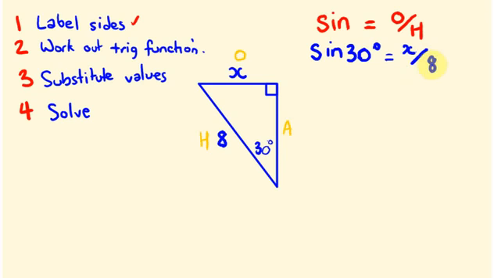Now before we do anything, let's get x all by itself. So what can we do to do this? Well, at the moment, this side's dividing by 8, so if we just multiply this side by 8, we're going to get rid of it, so we also have to multiply this side by 8.